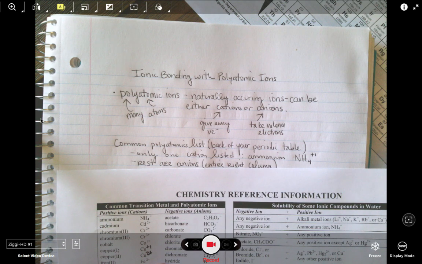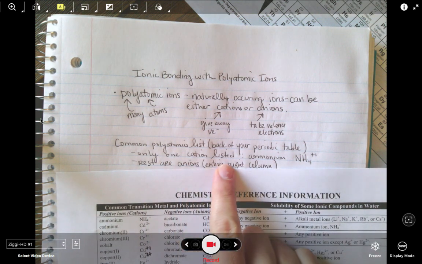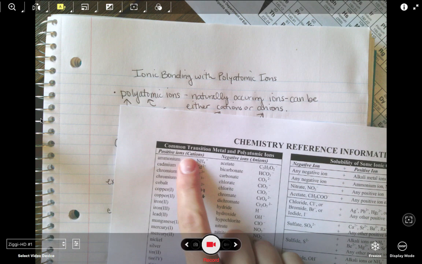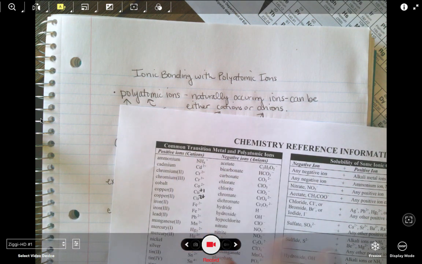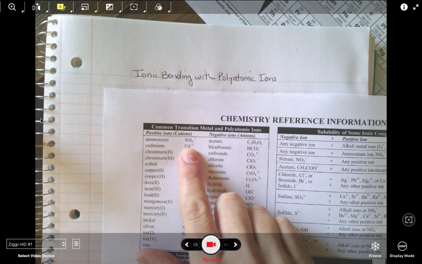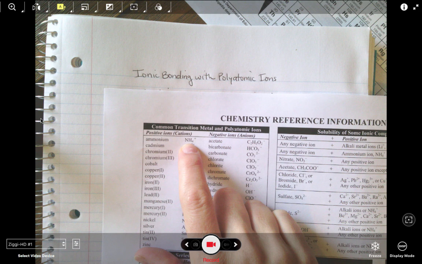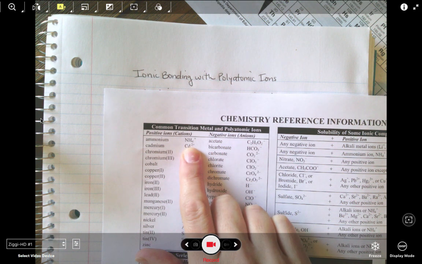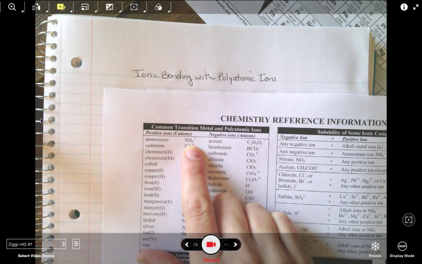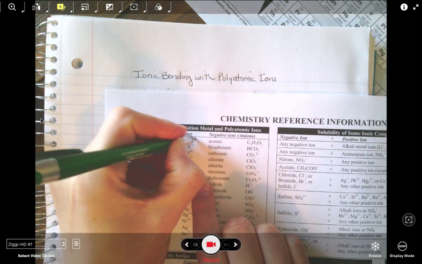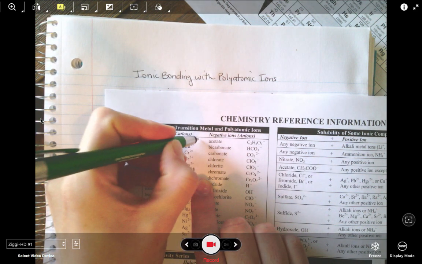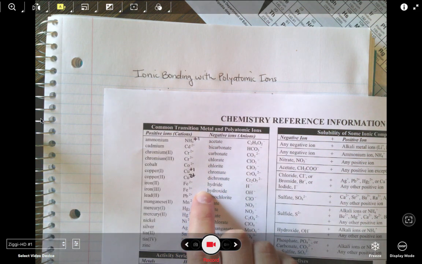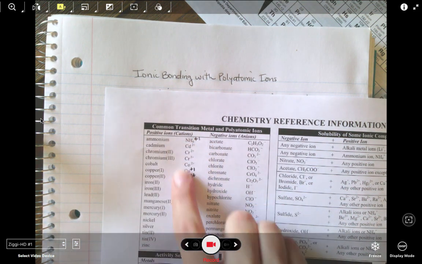On this chart, there's only one cation listed, which is ammonium. So over here you have the positive cations and then the negative anions. The ammonium is the very first cation listed, and you can see that it has many atoms. It has 1 nitrogen and 4 hydrogens and a positive symbol left over, so plus. If you just see a plus or a minus by itself, assume that it's the number 1, so plus 1. The rest of these positive ions are transition metals. So this is the only positive cation.